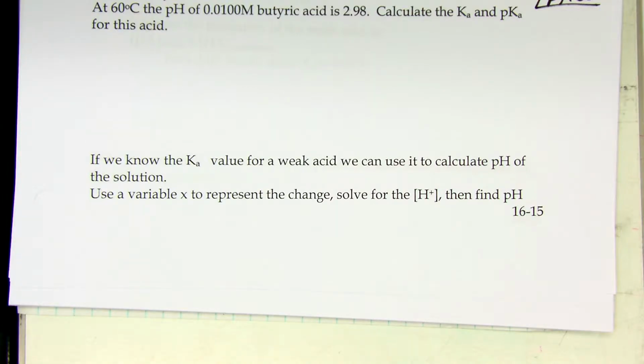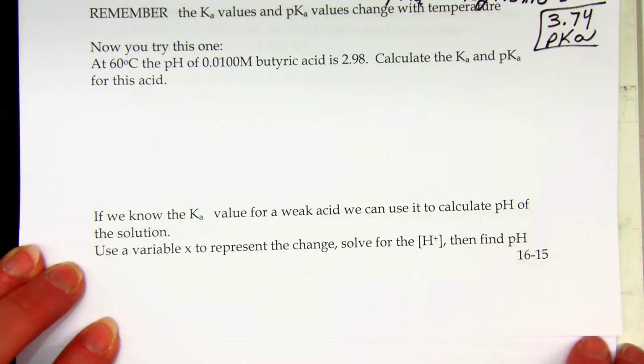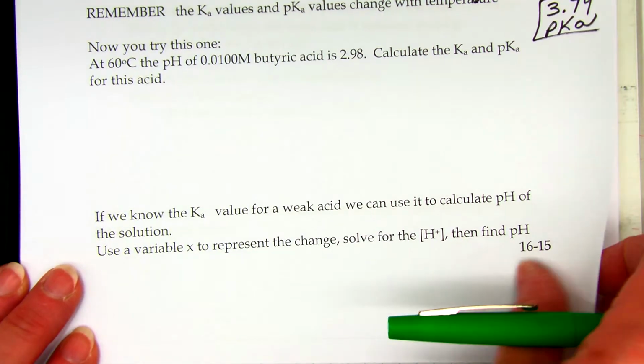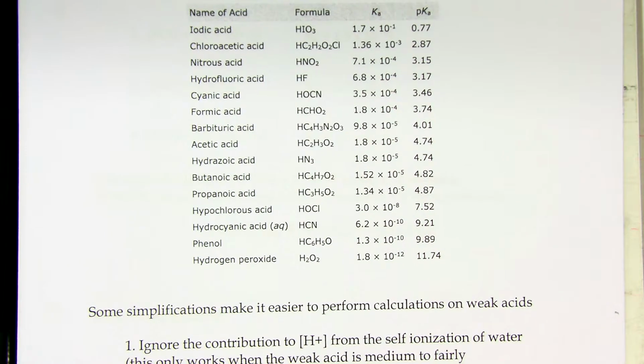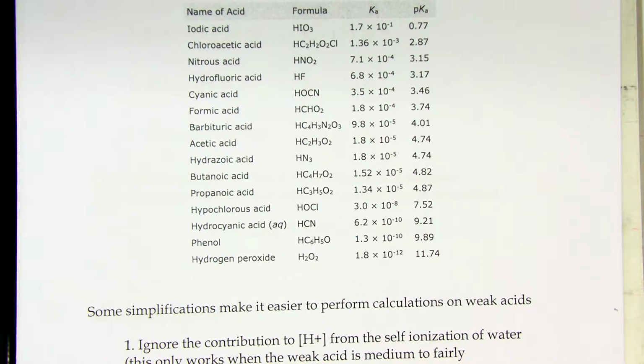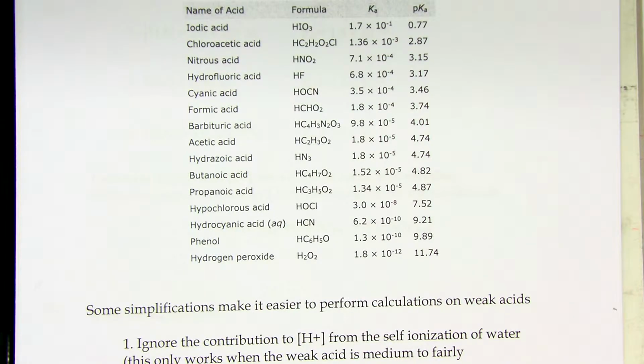Okay, let's try again. So if we know the Ka, now we can go the other way. We can use the initial concentrations, figure out our change using a variable, and then find Ka. We did this before in Chapter 15 when we found K sub c. Now, here's the chart I referred to previously on page 16. So keep that handy. It's a good place to look things up.